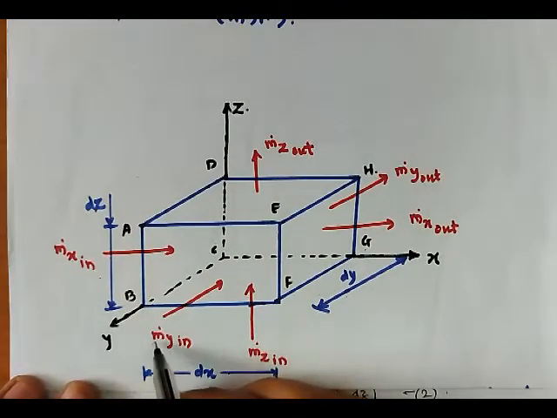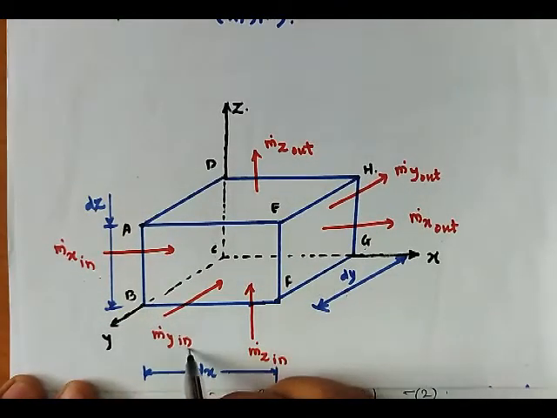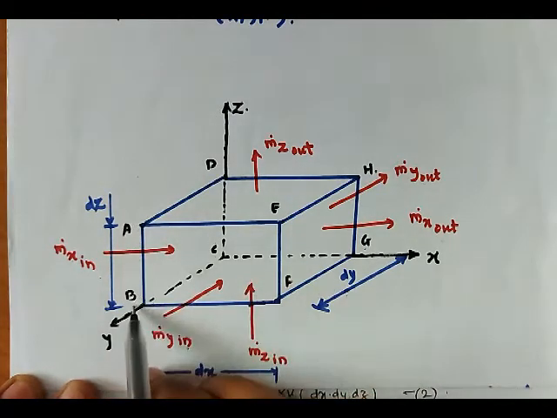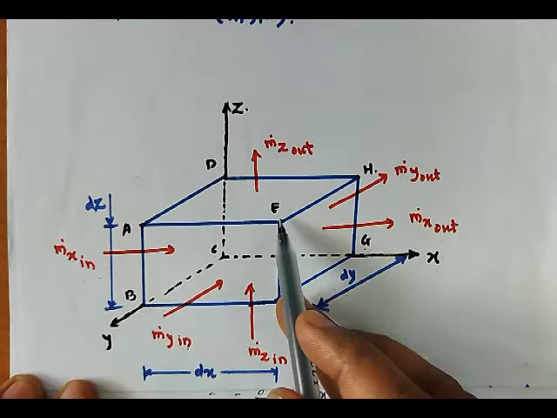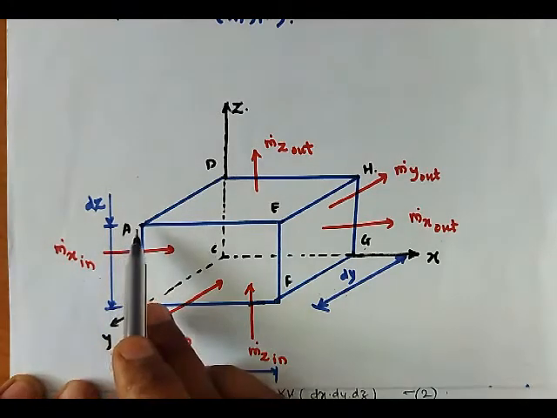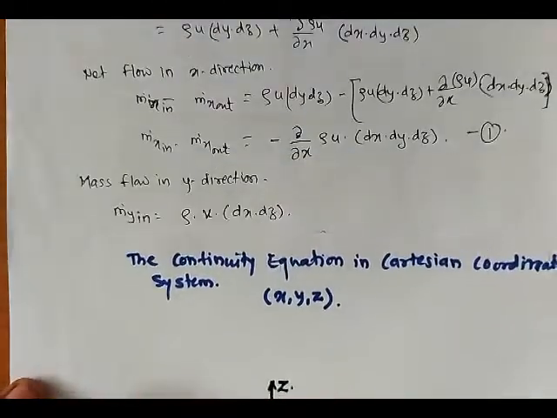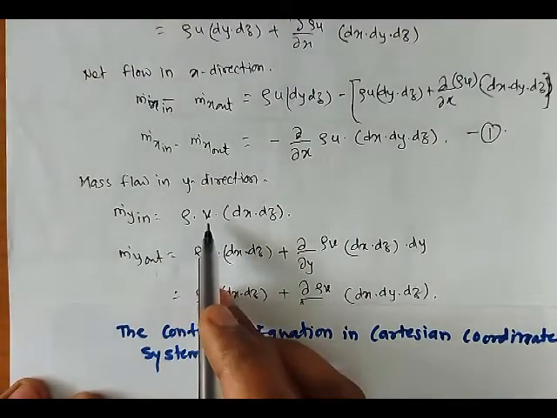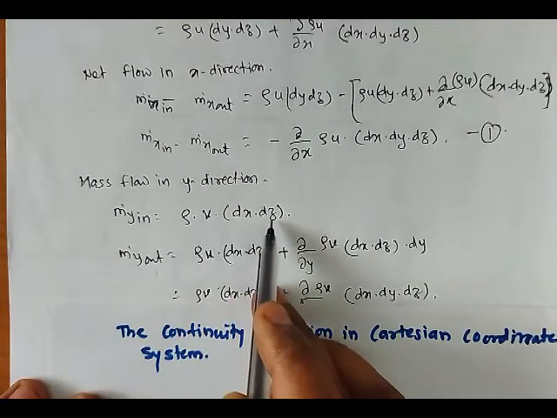So mass flow rate in y direction, if you see here, m dot y in, so this is inlet mass. This will be through the cross-section area ABFE, and this is equal to dx multiplied with dz. So based on that, here we have density, velocity in y direction multiplied with area, dx dz.